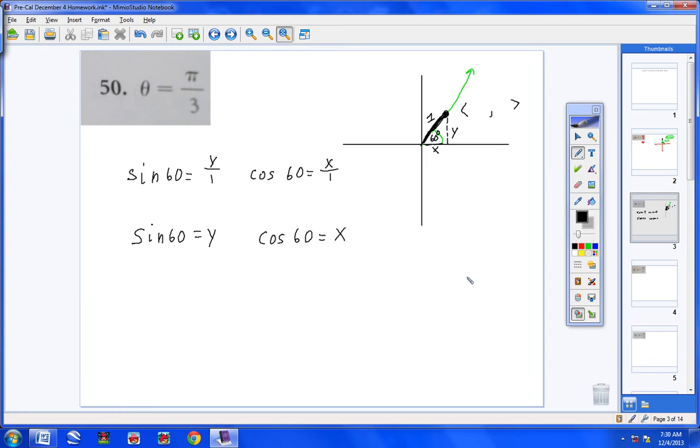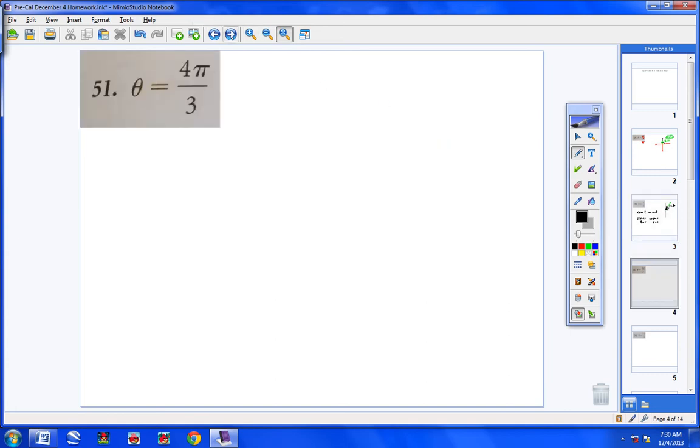Now 60 degrees is one of those angles that's on our table. And if you'll look on your table, you will see the sine of 60 is square root of 3 over 2, so that equals y. And the cosine of 60 is 1/2, so 1/2 equals x. So my x is 1/2. I'm over to the right, so positive 1/2. And I'm up square root of 3 over 2. So there you go. You just found this vector written in component form, okay? All right, moving on to number 51.